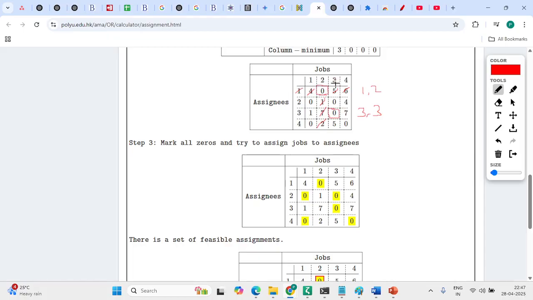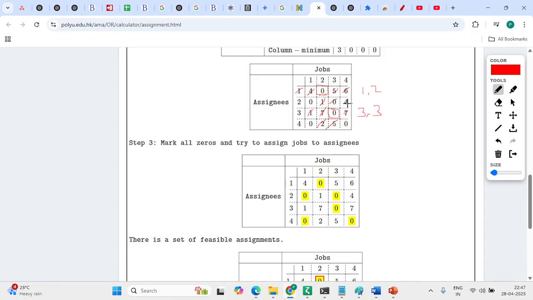Therefore, we cut them. Similarly, once job number 2 has been assigned to person number 1, this job cannot be assigned to any other person. Therefore, we have cut all the numbers. Similarly, because we had done the allocation here, we are going to cut the numbers in this row and the numbers in this column. So we'll do this.